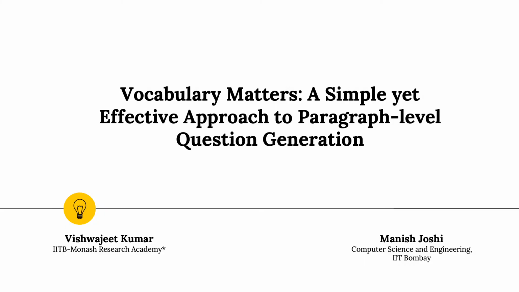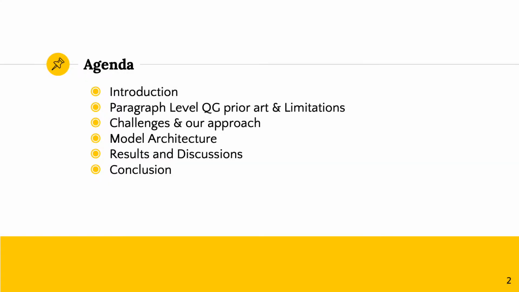We present Vocabulary Matters, a simple yet effective approach to paragraph level question generation. We start with the introduction to the problem, then we describe some of the prior art in question generation from paragraph, discuss their limitations, then we talk about challenges in our approach. And then we describe our model architecture briefly and then discuss results and then conclude the talk.